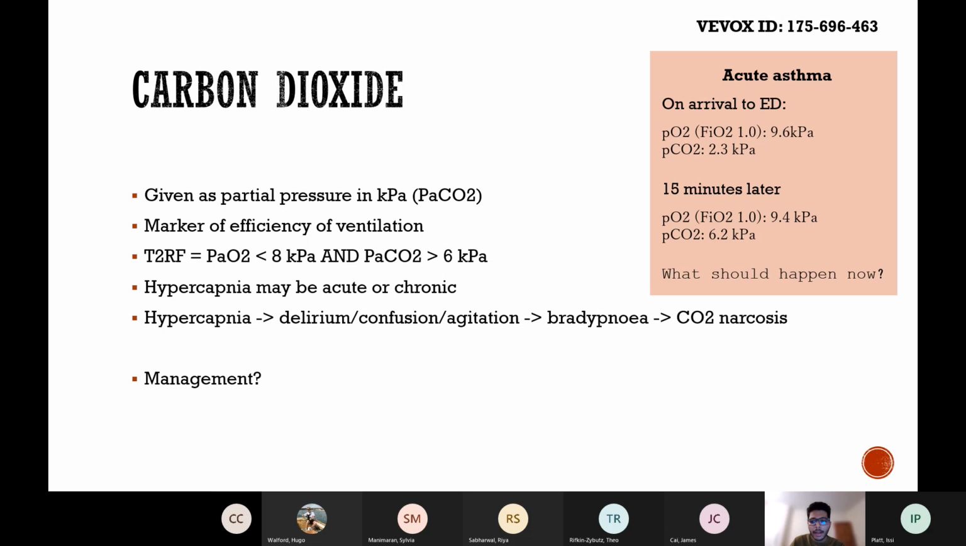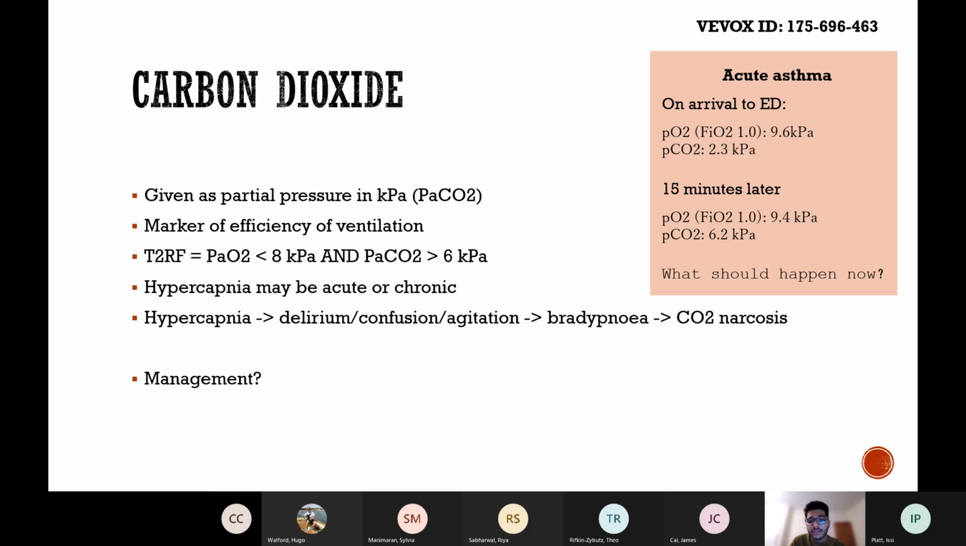Exactly, Theo. Exactly, Hugo. I think you mean not expiring the CO2. So both of you are exactly right. So what we can see is if we look at their on arrival ABG, they're quite profoundly hypoxic on 100% oxygen. That's 9.6 kilopascals. It's not very high for somebody who's breathing 100%. And they're actually hypocapnic. And the reason that they've got a low CO2 is because they're breathing so fast and they're struggling to breathe. So that's why their CO2 is slightly lower than it should be.